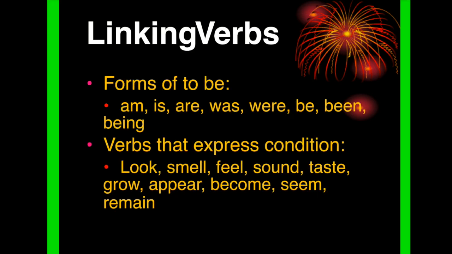The forms of to be are am, is, are, was, were, be, been, being. You are definitely going to want to know all of these. Am, is, are, was, were, be, been, being. Memorize that. Some verbs that express condition. Now this is not all of these, but here's some examples. Look, smell, feel, sound, taste, grow, appear, become, seem, remain.